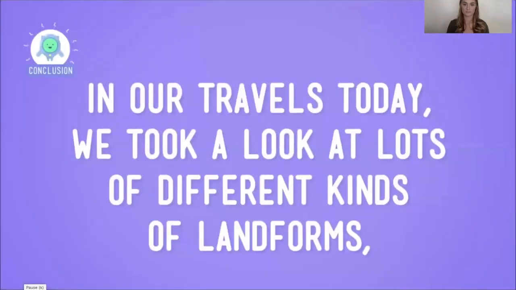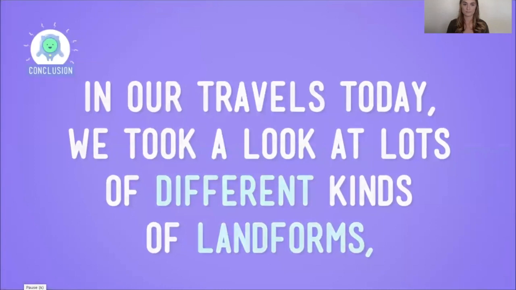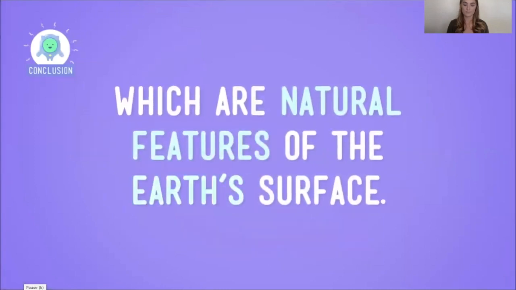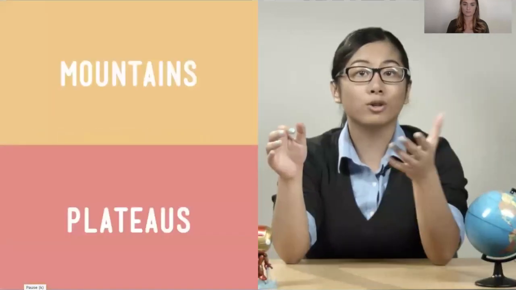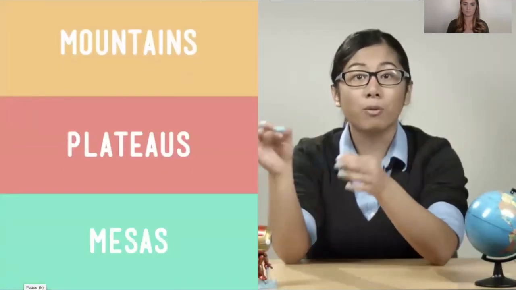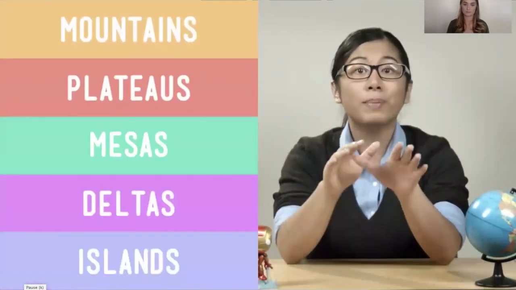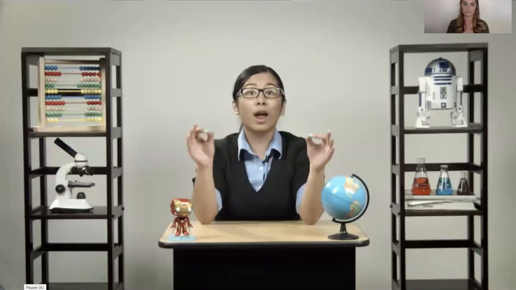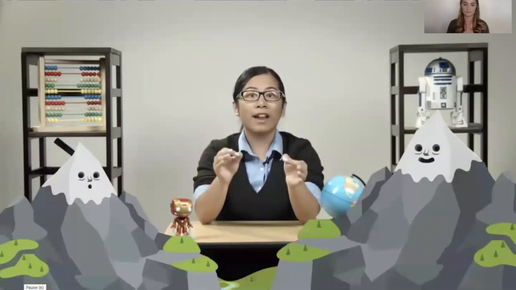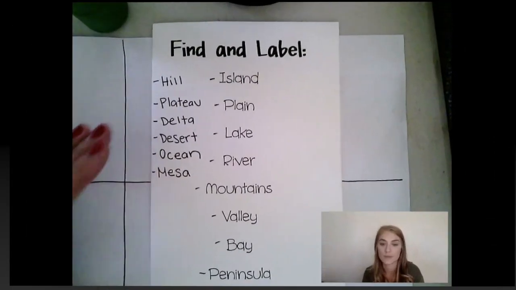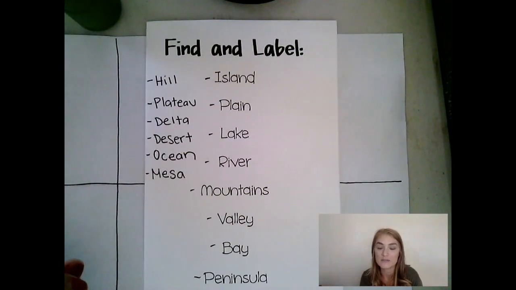In our travels today, we took a look at lots of different kinds of landforms, which are natural features of the Earth's surface. Landforms can stretch high above the Earth's surface, like mountains, plateaus, or mesas, be created in or by water, like deltas and islands, or even be dry, like deserts. So remember these things the next time you step outside. Underneath and beyond and all around the things that people have made, there are landforms, millions of years in the making. Okay, here is a list of different landforms that you could find.